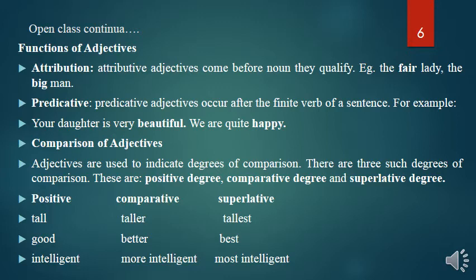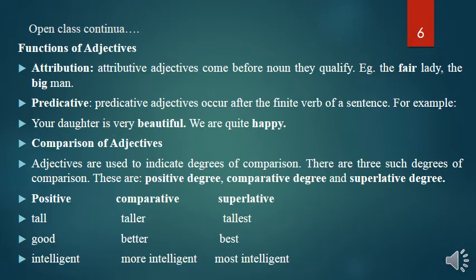Comparison of adjectives are used to indicate degrees of comparison. That is, they show comparison between two things or more than two things. There are 3 degrees of comparison. We have positive degree, comparative degree, and superlative degree.